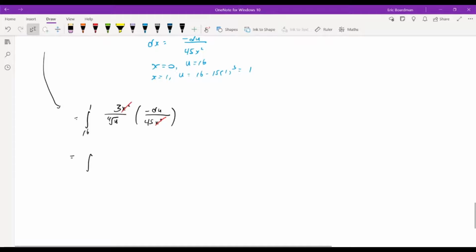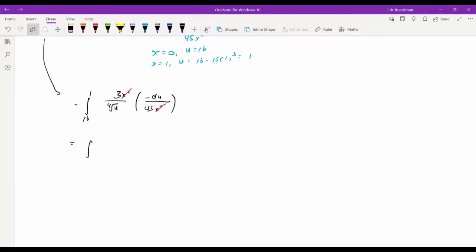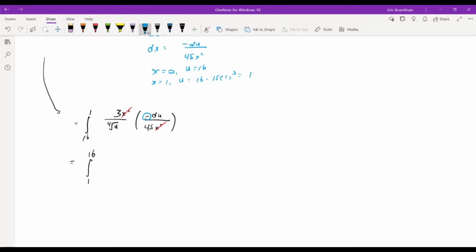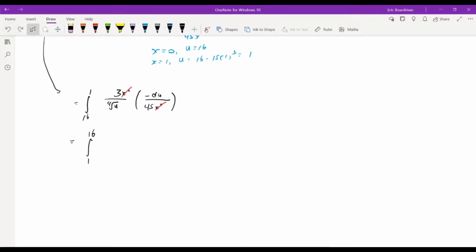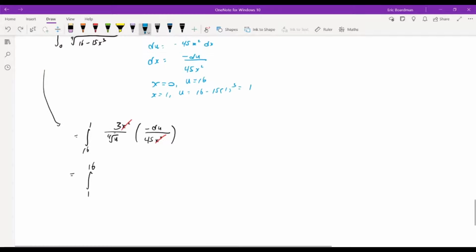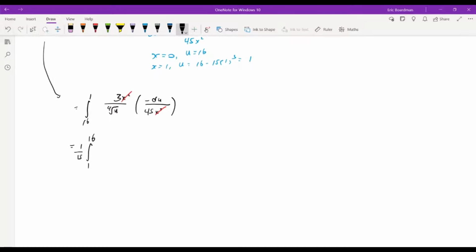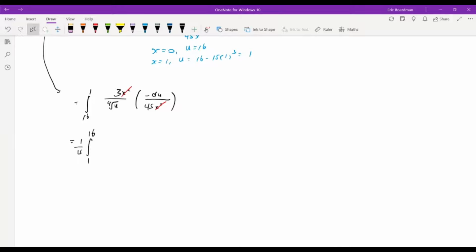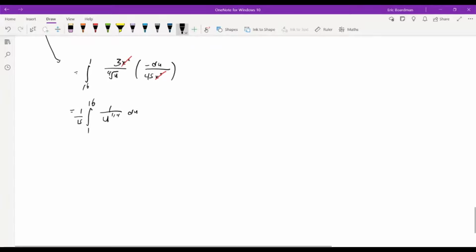When you do that, you need to put a negative sign outside, but right here we have a negative sign, so I'm just going to use that negative sign to flip the bounds instead of having to write another one outside. Then we can pull the constants out, which are 3 and 45, and 3 divided by 45 is just 1/15. So we have 1/15 times the integral from 1 to 16 of u to the negative 1/4, integrated with respect to u.